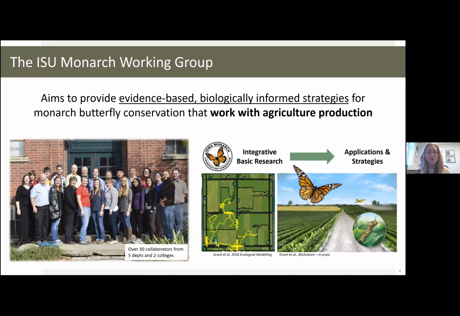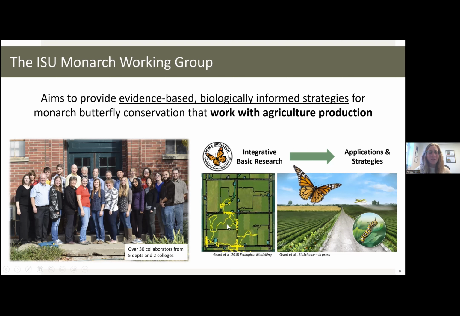evidence-based, biologically informed strategies for monarch butterfly conservation that work with agriculture production. So we would never propose to take land that is profitable and productive out of production and put in monarch habitat. We say, how can we work with what's going on in the landscape already and help the monarchs and also help the farmers?